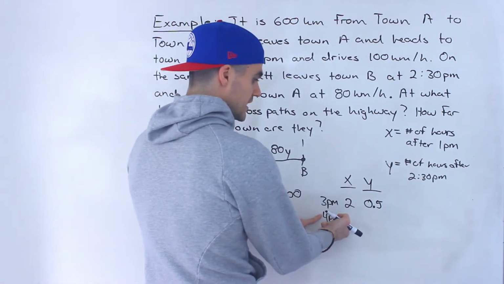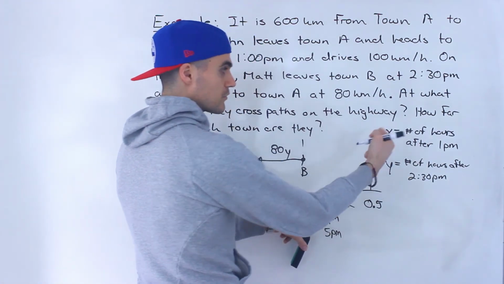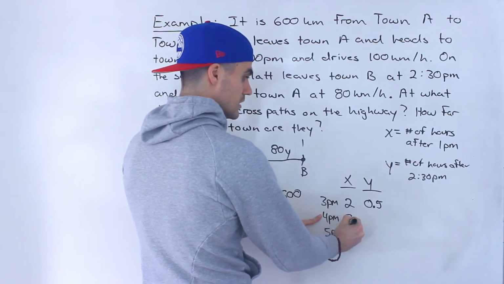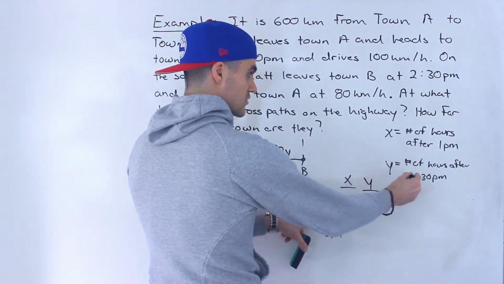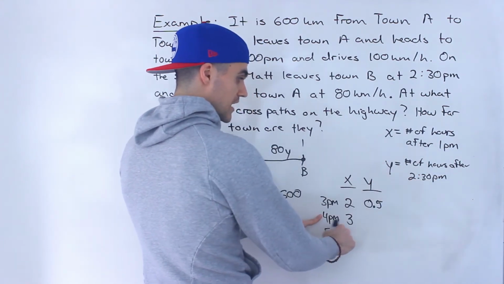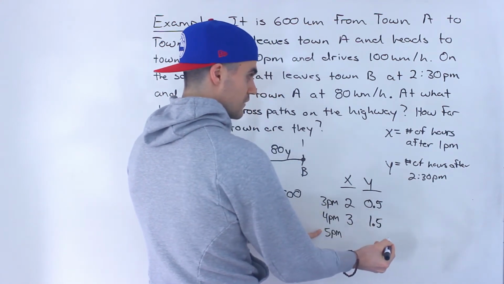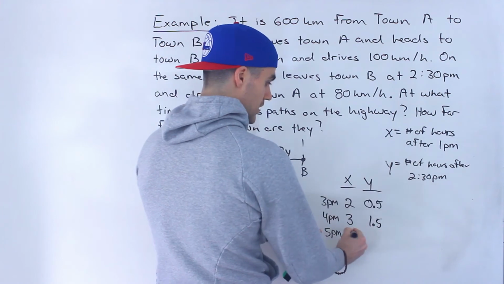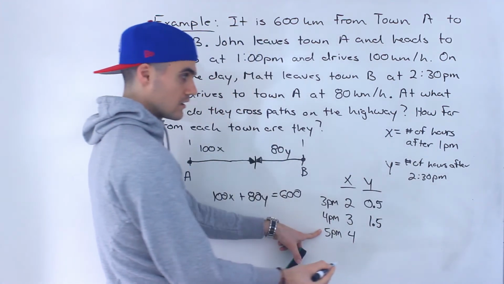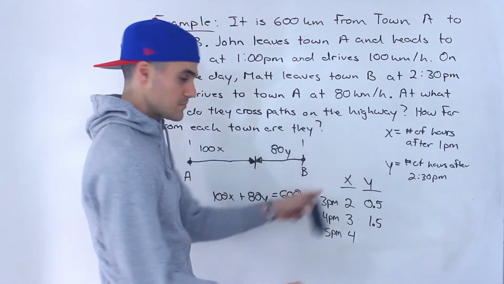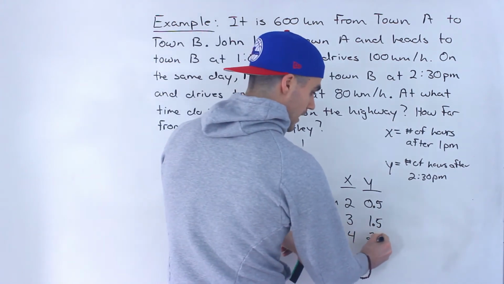If it's 4 p.m., what's the value of x going to be? The number of hours after 1 p.m., 3. The number of hours after 2:30 p.m., if it's 4 p.m., is going to be 1.5 hours. If it's 5 p.m., the number of hours after 1 p.m. is going to be 4. Number of hours after 2:30 p.m., if it's 5 p.m., is going to be 2.5.